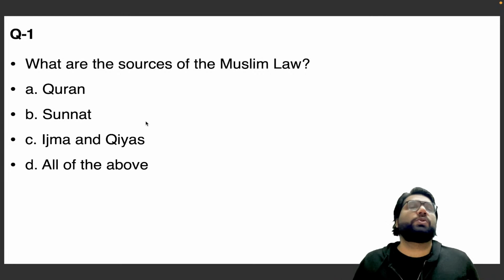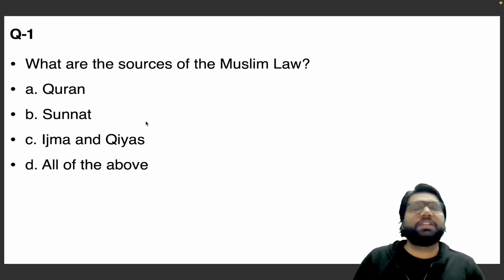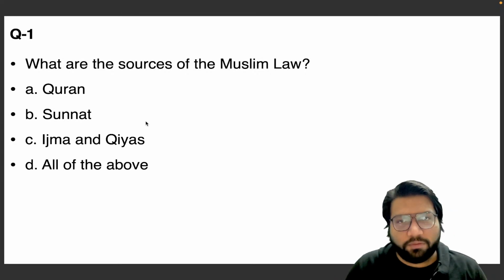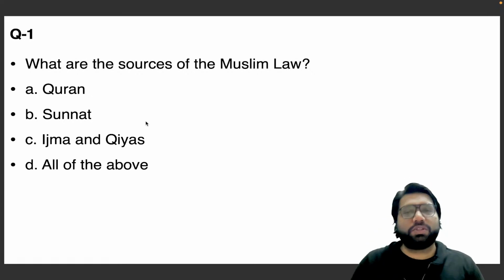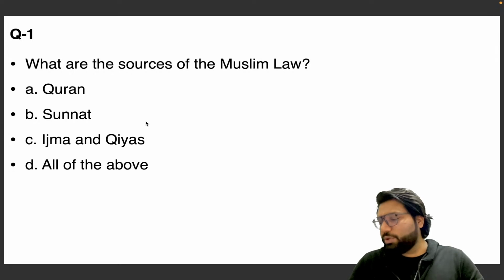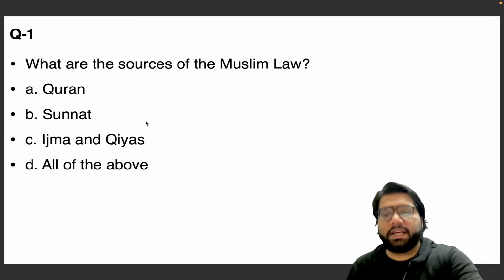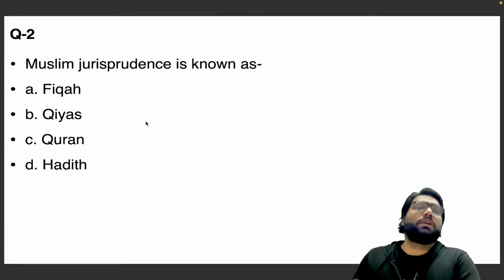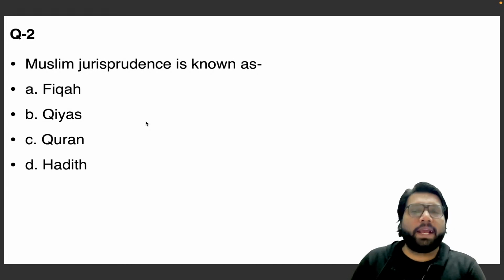When it comes to the sources of law, Quran, Sunnat, Ijma, Qiyas, all are the sources of law. All are the primary sources of Muslim law, and D is the completely correct answer. Ayush, Natasha, Kanika, Sapna, D is the correct answer. Muslim jurisprudence is known as. Choose the most appropriate option.